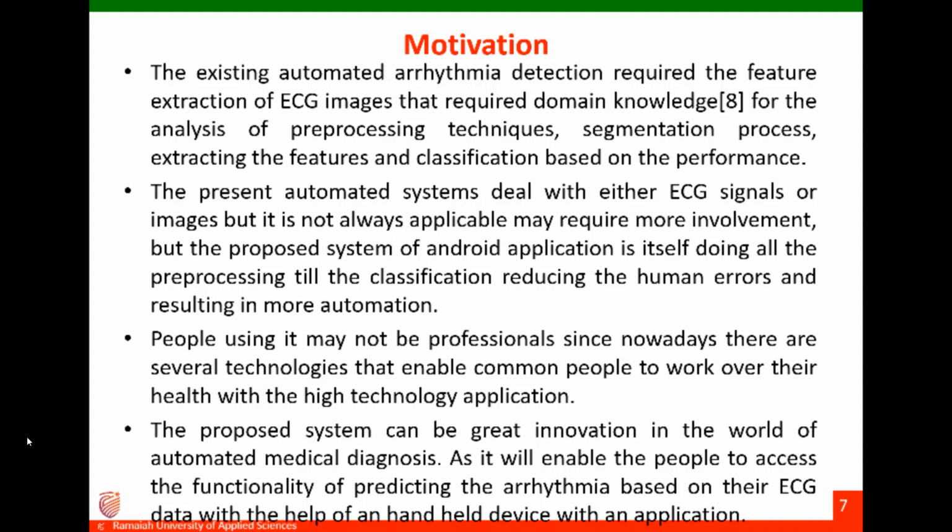Also, the present automated systems deal with either ECG signals or images, but there is no such system that works like an Android app with the ECG data and predicts the type or class of arrhythmia that is configured from that data set. People using it may not be professionals, since nowadays a lot of people have handheld devices with a lot of technology and apps that allow us to manage more of our health and other issues. So the proposed system can be a great innovation in the world of automated medical diagnosis, as it will enable people to access the functionality of predicting arrhythmia based on their ECG data with the help of a handheld device with an application.